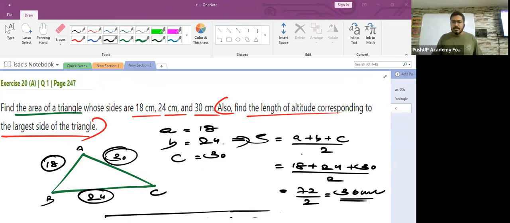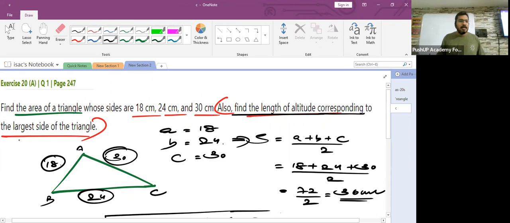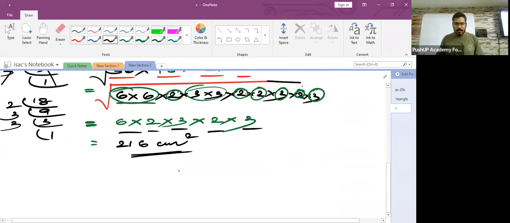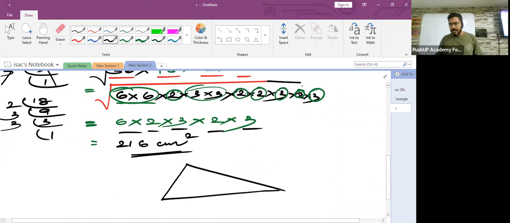Okay. Now, the next part of the question. They are asking us to find the length of the altitude corresponding to the largest side of the triangle. So what I'll do is, I will draw this triangle once again. What were the measurements? I forgot. 18, 24, and 30.